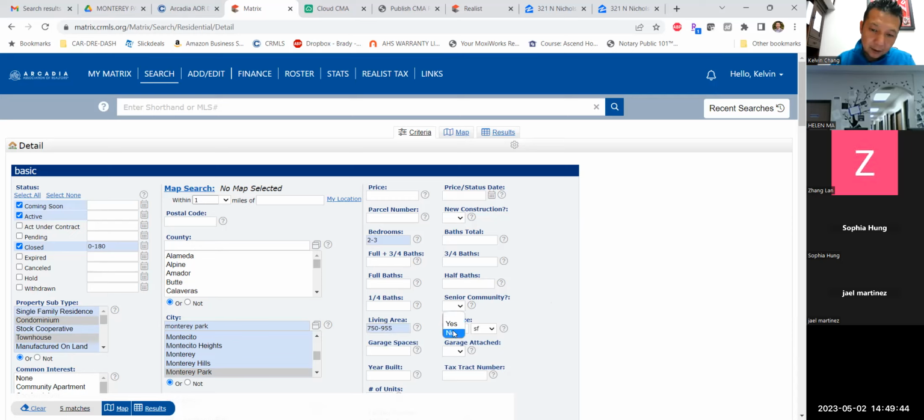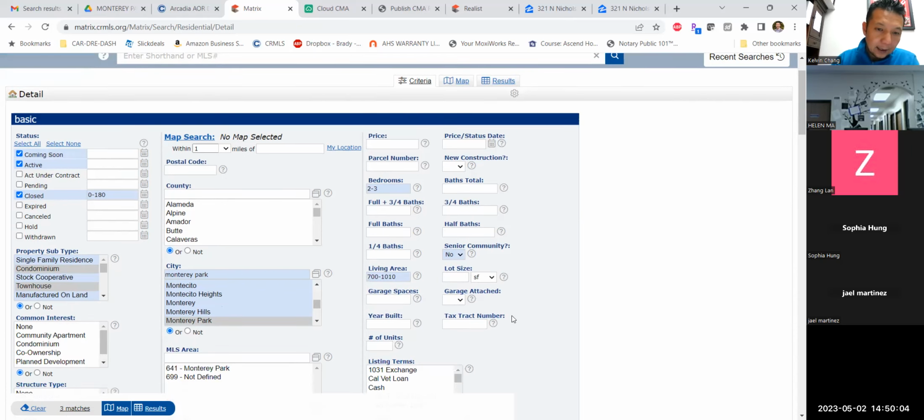I'm not looking for senior communities because those are priced differently. And I might have to increase my range. So I'm going to go 700 to 1,000 square feet. Okay. This is going 6 months back, 2 to 3 bedrooms. I can just do 3 minus. And not a senior community, 700 to 1,000 square feet.